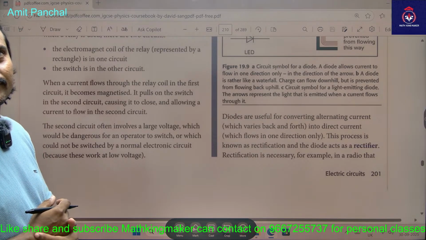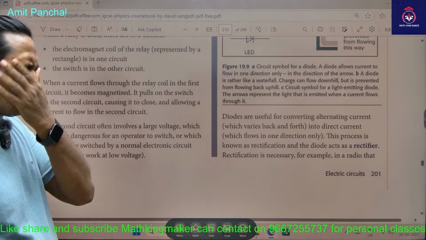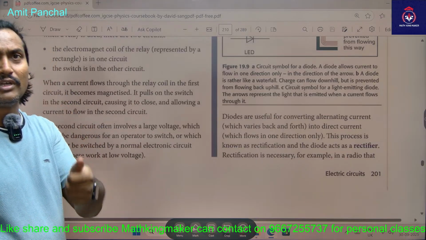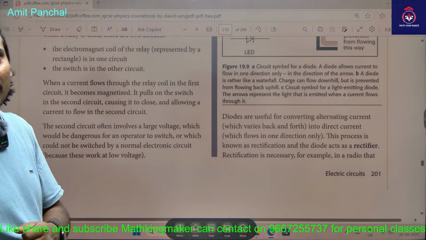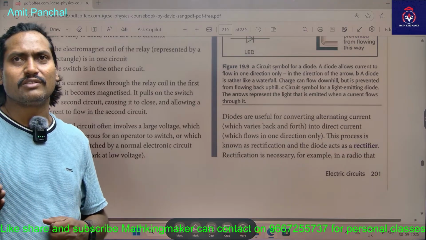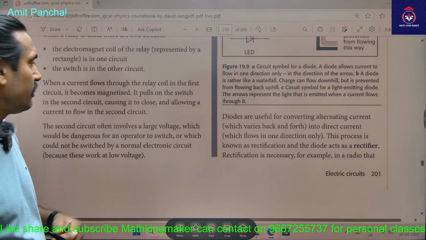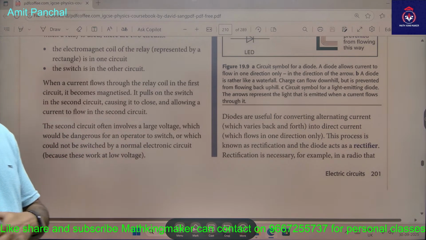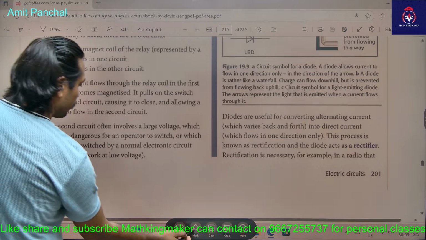It doesn't turn on instantly, but it takes some time, let us say 1 second, 2 seconds, 3 seconds, 5 seconds. So we can decide how much time we want. That is a very important thing.